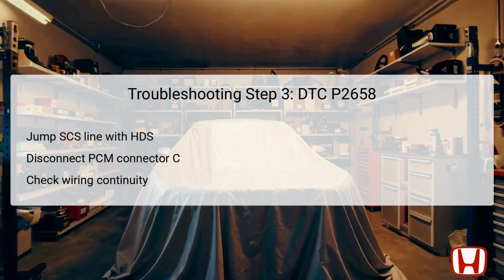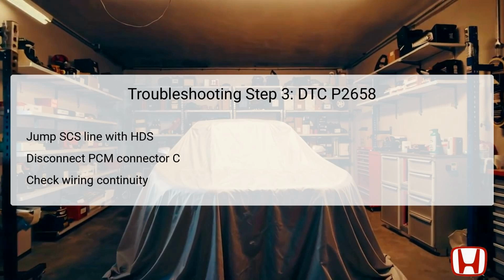In this step, the goal is to check for a shorted wire in the VTSB2 line between the powertrain control module, PCM, and the rocker arm oil control solenoid A. To start, the technician will need to jump the SCS, service check signal line, using the HDS to verify any short circuits, allowing the system to assess the electrical flow appropriately.